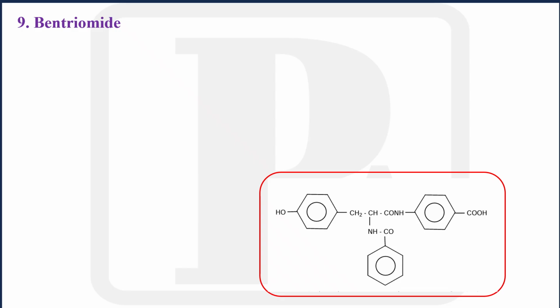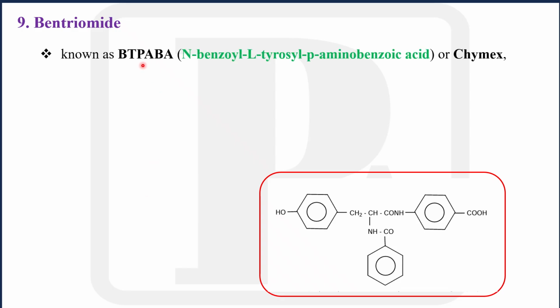So next one is bentiromide. Look at the structure of bentiromide. This would be the structure, and this one is otherwise called BT-PABA. What is B? That is benzoyl. T is for tyrosyl. PABA, we all have known this already while seeing sulfonamides, that is para-amino benzoic acid, otherwise called Chimex. So benzoyl, tyrosyl, PABA. Benzoyl is connected to the nitrogen, that's why N-benzoyl.